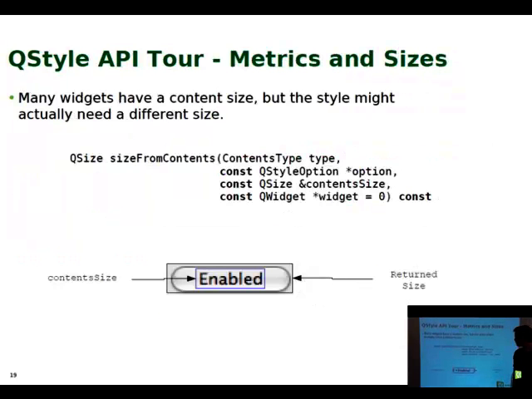So let's say you know the size of the content. So this is the content, and the widget will have a size which is bigger. So there is a function sizeFromContents that will take as input the content size, and that will give the size of the whole widget.